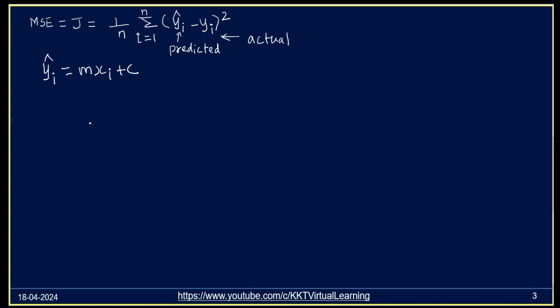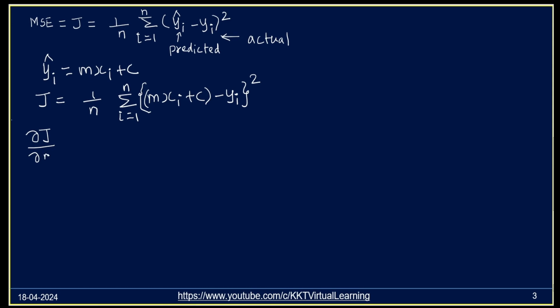To minimize the error, that is, to minimize the function J, find out the derivative of J with respect to m and c. So here J can be written as 1 by n sigma i is equal to 1 to n, in the place of yi cap, you put m xi plus c, minus yi, whole square.